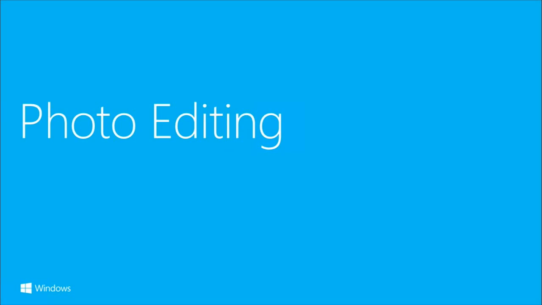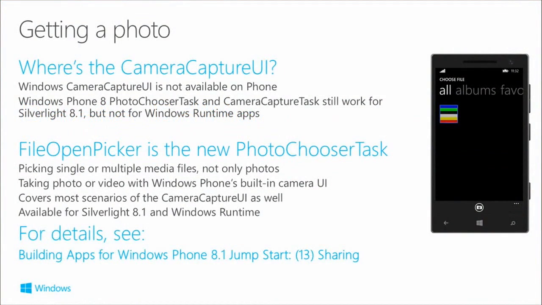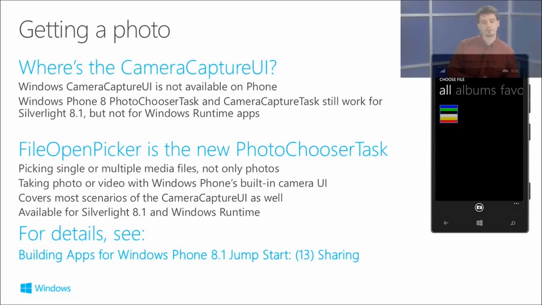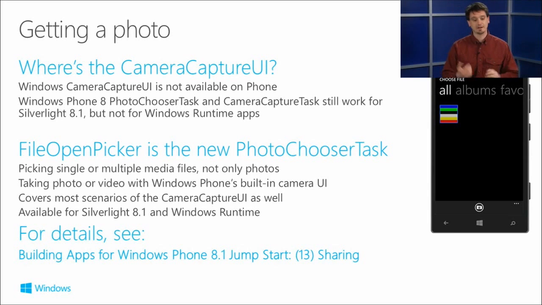So, photo editing on Windows Phone. The first step to photo editing is we need to get a photo. And if you're familiar with the Camera Capture UI from Windows 8, you may be asking, where's the Camera Capture UI from Windows 8? And it's not available on the phone. Neither is the Windows Phone 8 Photo Chooser task or Camera Capture task, although they do still work in the Silverlight version, Silverlight 8.1, not on Windows Runtime.